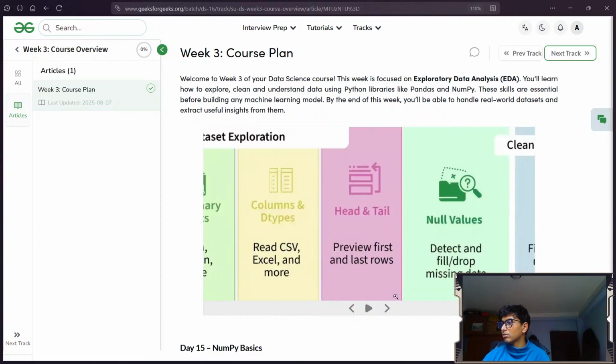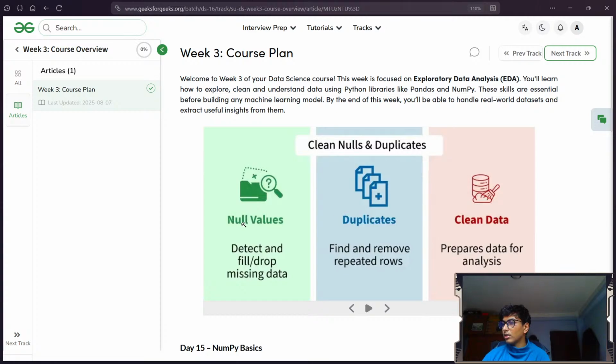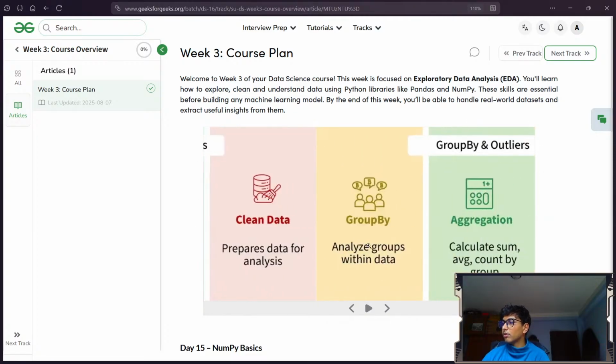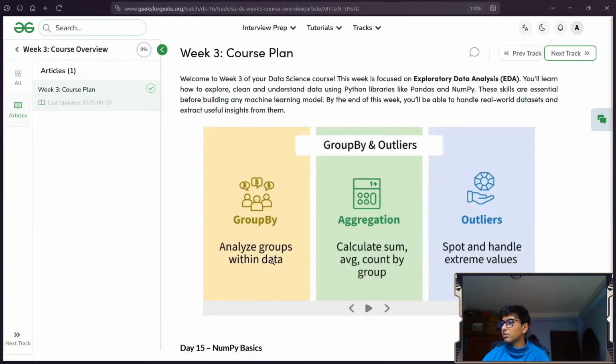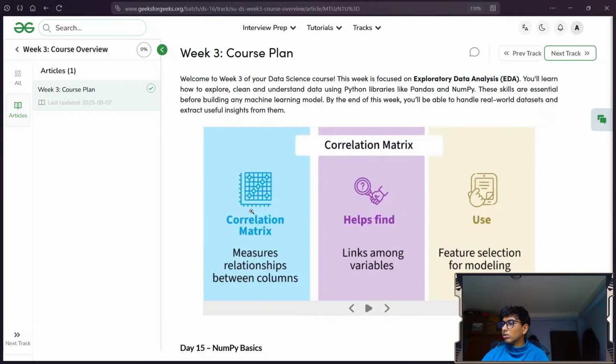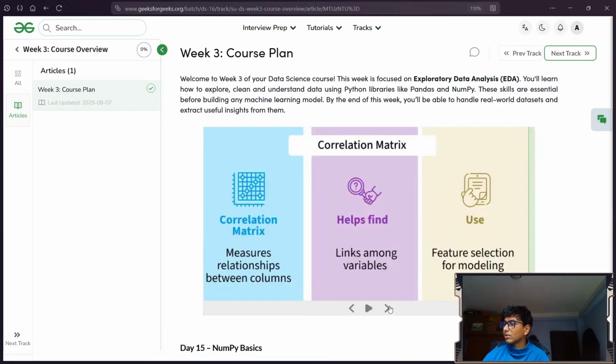Preview first and last rows, that is head and tail. Null values: detect and fill, drop missing data. Duplicates: find and remove repeat rows. Clean data: prepare data for data analysis. Group by: analyze within data, important aggregation, calculate sum, average, count by group. This is also important. Outliers: detect and handle extreme values, this is also needed. Correlation matrix, we have to understand this: measures relationship between columns, links among variables, helps find and use feature selection for modeling.